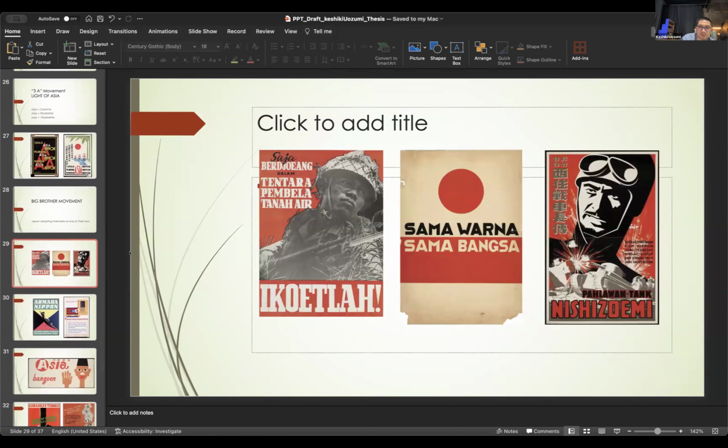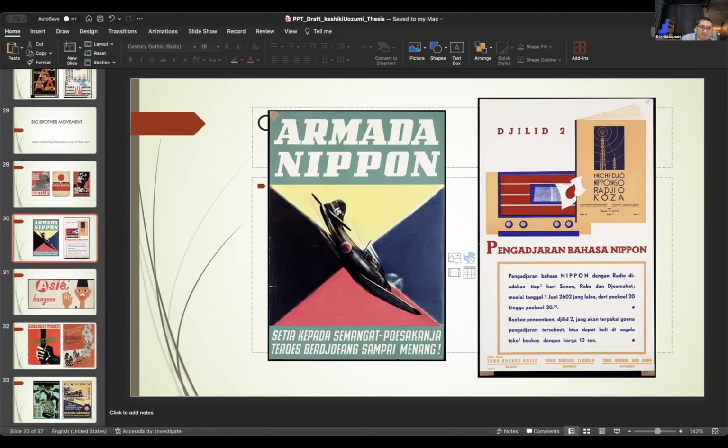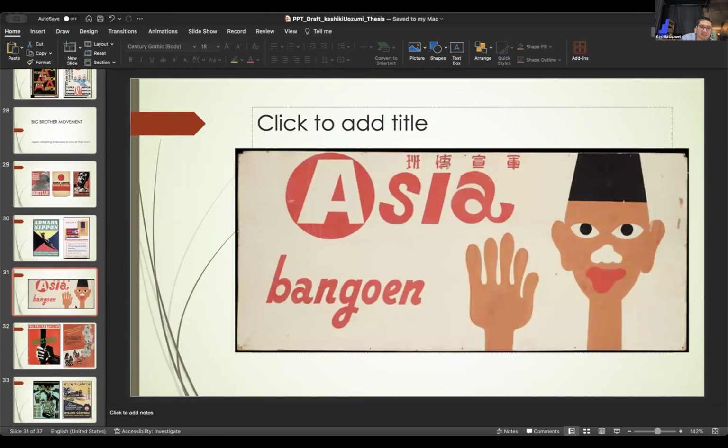Here we see more of the collage style that they're known for. The modern Art Deco collage style.